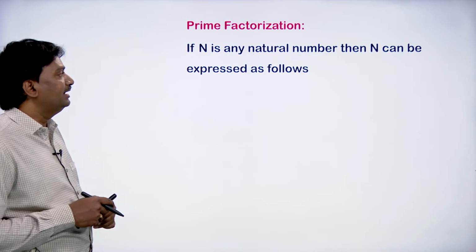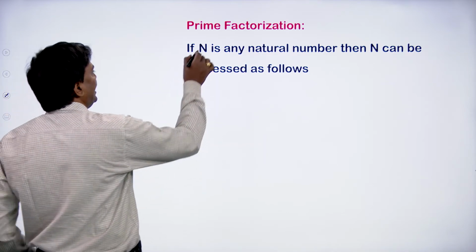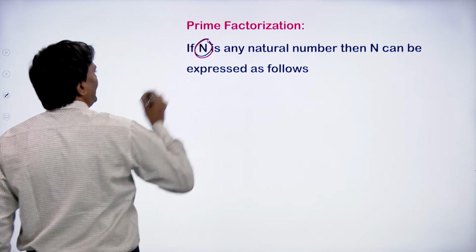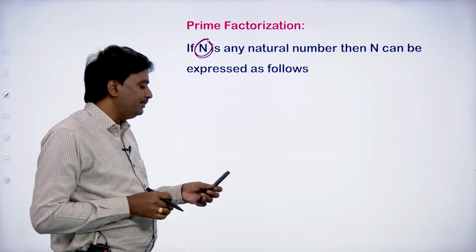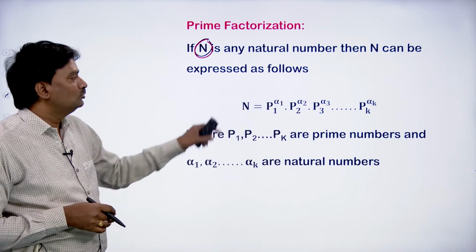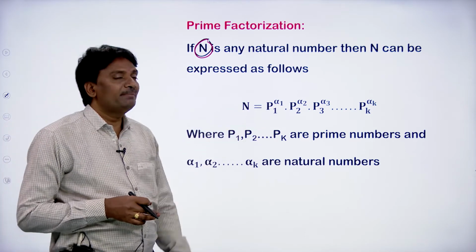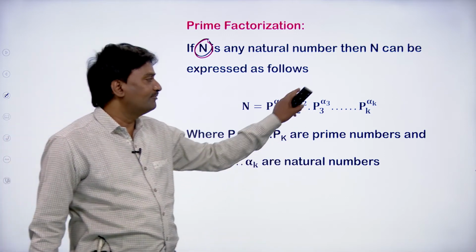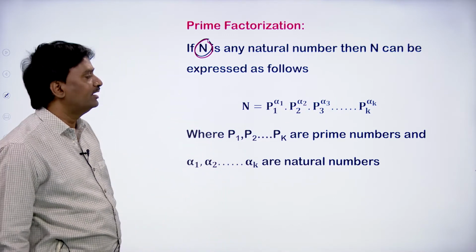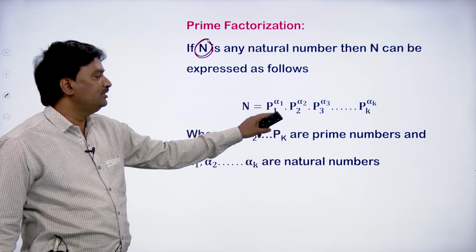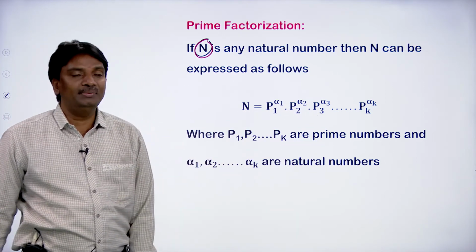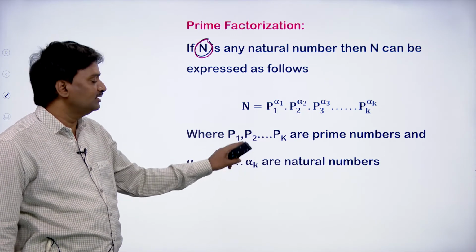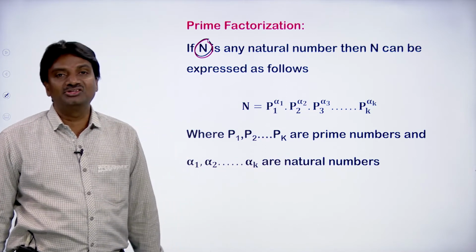Here, if capital N is any natural number, then N can be expressed as follows: N equals p1 power alpha 1 into p2 power alpha 2 into p3 power alpha 3, and so on up to pk power alpha k, where the bases p1, p2, p3, and so on up to pk are prime numbers and alpha 1, alpha 2, alpha 3, and so on up to alpha k are natural numbers.